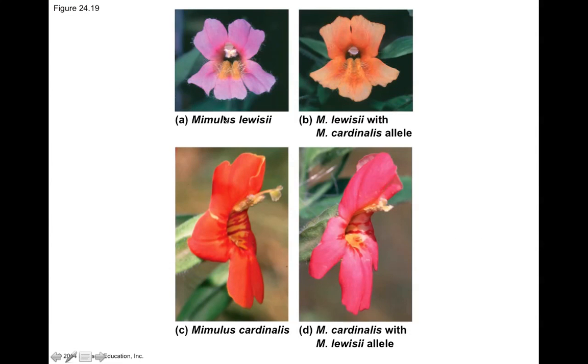So here's the case with Mimulus, these monkey flowers. You can see here's Mimulus lewisii, and here's Mimulus cardinalis. You can see they come in different colors, and they are adapted for pollination by different organisms. So this is a bumblebee pollinated species, and this is a hummingbird pollinated species. And scientists have been able to hybridize these species and get different alleles into them, and they find that when they make Mimulus lewisii redder, it attracts a lot more hummingbirds. And the same with Mimulus cardinalis. When you have it look a little pinker, it's going to attract more bumblebees.